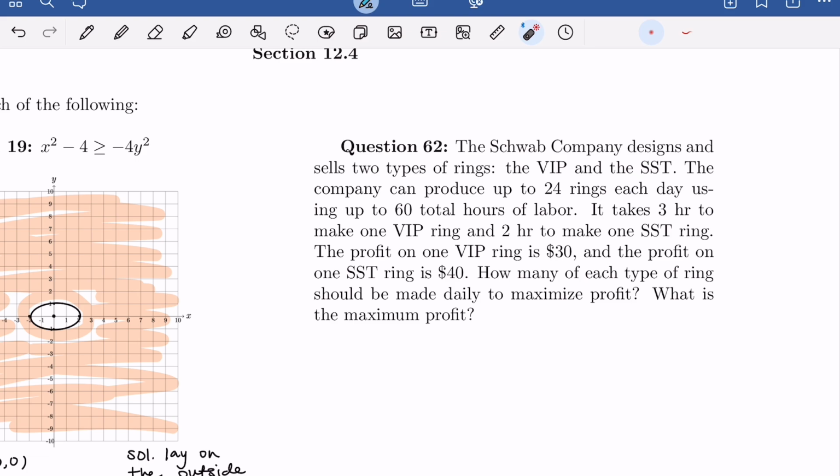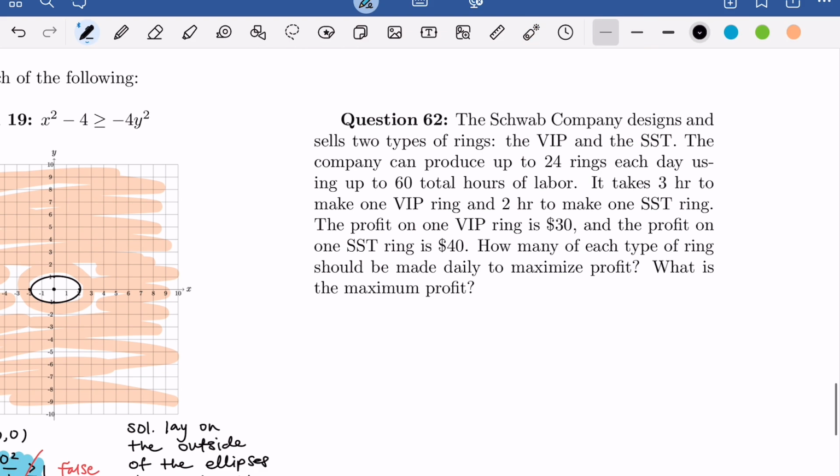So the first thing that we're going to want to do is assign these rings to variables to make our lives a little bit easier here. Let's let x be equal to our VIP ring, and then y be equal to the SST ring. Now from here, we're going to set up equations and inequalities based off of the information given in this word problem. So, for example here, we're told that the profit for one VIP ring is $30 and one SST is $40. So this means the profit, which we're going to call P, is going to be equal to 30 times the number of VIP rings that we make, plus 40 times the number of SST rings.